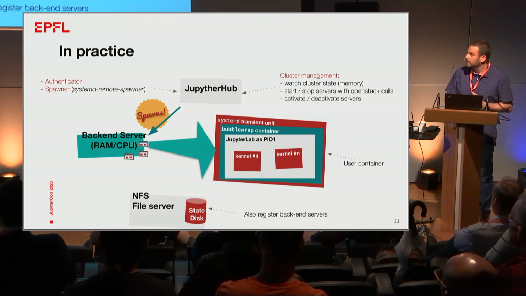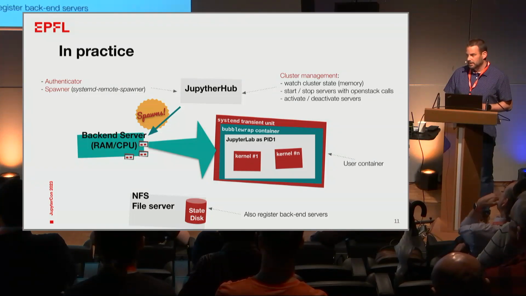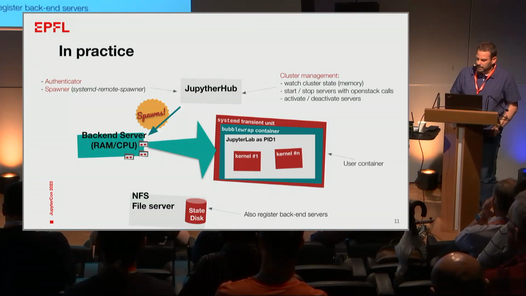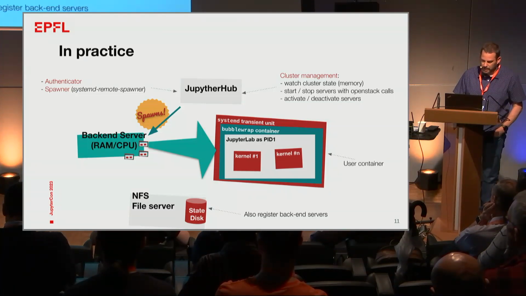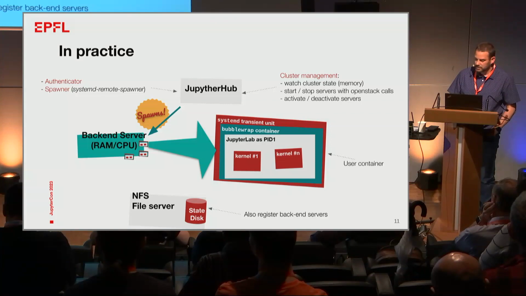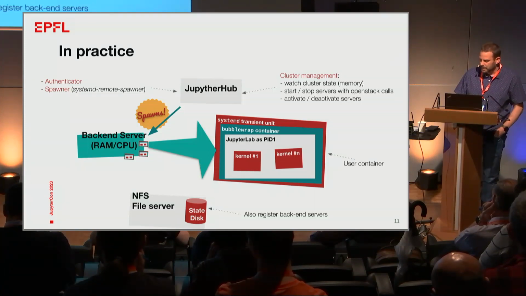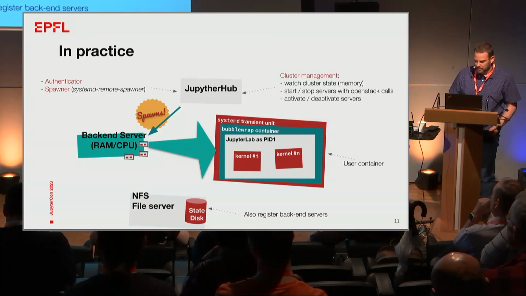So that was easy. Then for the spawner, which is the key component that launches the user container from the hub, I was not able to use Docker containers at the time, so I started in 2019 using systemd spawner, which is available on GitHub. I realized that by tweaking it a bit, I was able to make it a systemd remote spawner.